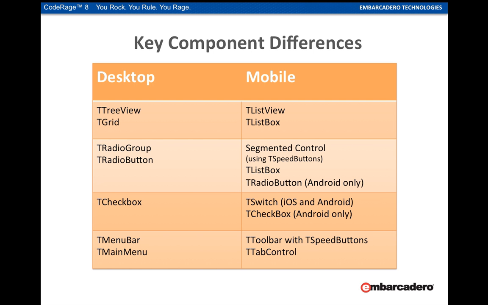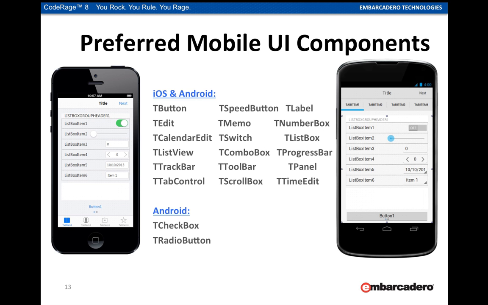Menu bars and main menu, those components are desktop specific. There are no real menus on mobile. They're either divided up via a toolbar with different toolbar buttons, like I showed in some of the screenshots, tab controls, etc. Now here's a list of the preferred mobile UI components.